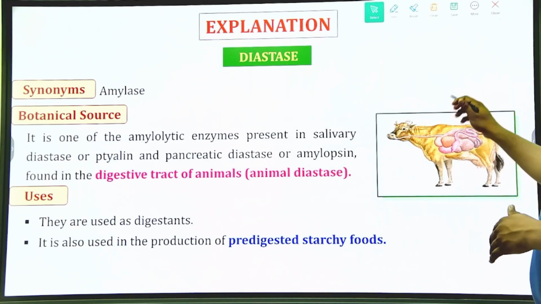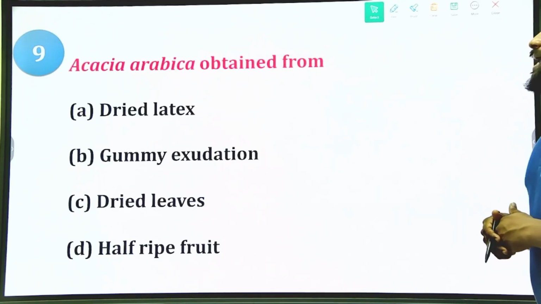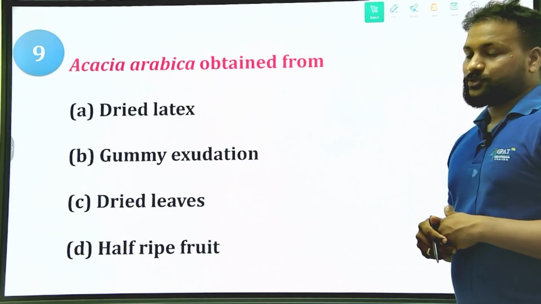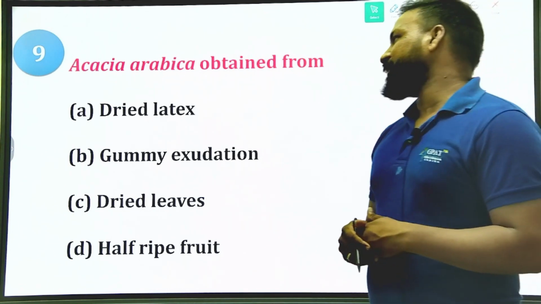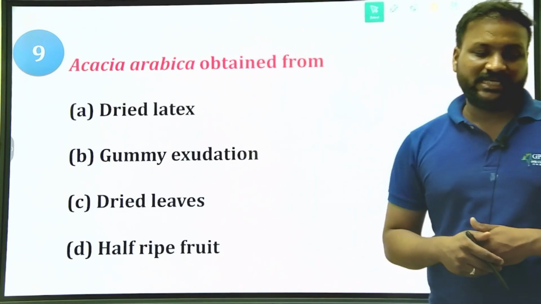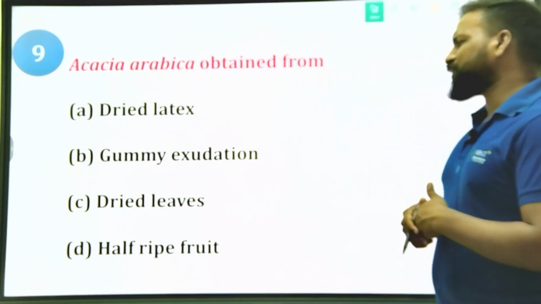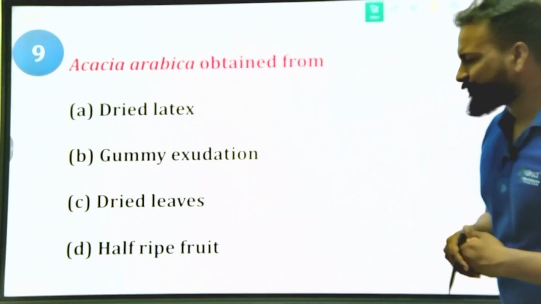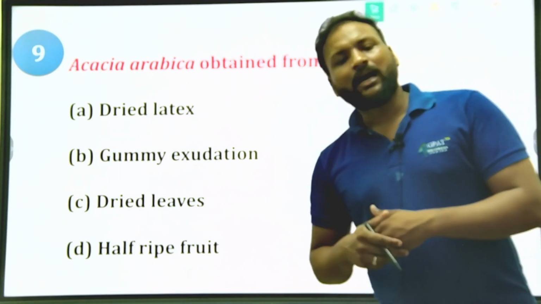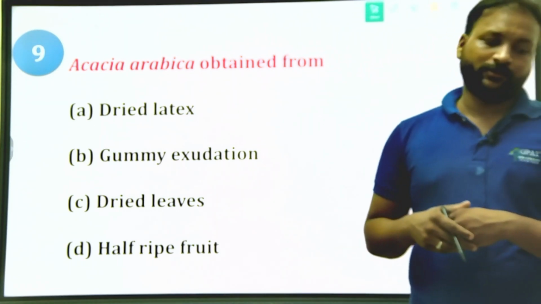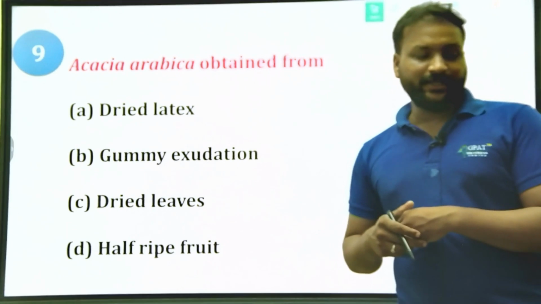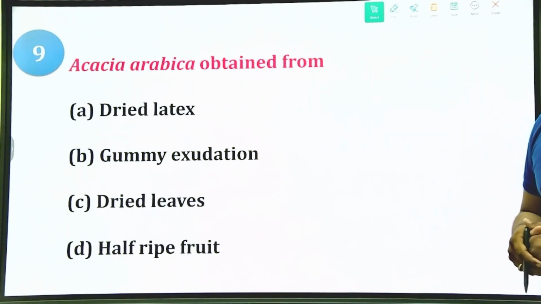Clear? Yes. Next question. Acacia arabica is obtained from. Just now we have seen Acacia. Either it is a dried latex, or from the gummy exudation, or from the dried leaves, or from the half-ripe fruit. So what is the option here? What's your right answer? Let me know.